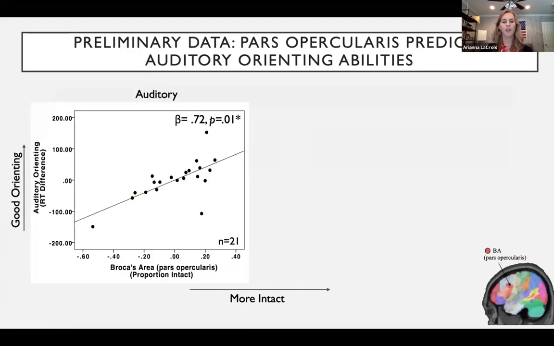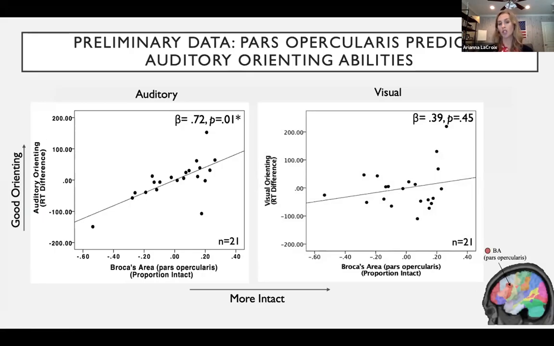And then just some preliminary findings that we have in some of our MRI data, looking at the relationship between structural measures in the brain, specifically the left hemisphere's pars opercularis, and orienting attention in this case. We see that participants who have a larger proportion of the left pars opercularis intact have better auditory orienting attention abilities, but that we don't see this same relationship between the left pars opercularis and visual orienting attention, suggesting that auditory attention may be more supported by left hemisphere regions, although certainly more work needs to be done in this area.